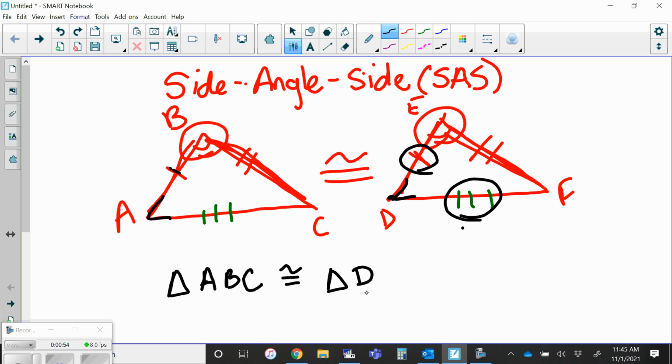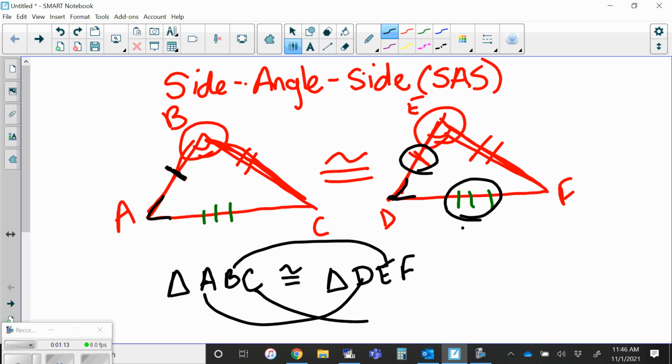What matches up with B? Well, B is between the 1 and the 2, right? So what's between the 1 and the 2? The E. And on the other one, the C is between the 2 and the 3. So what's between the 2 and the 3 in the other one? And so this part matches up with this, and this part matches up with this. Those are the identical spots.